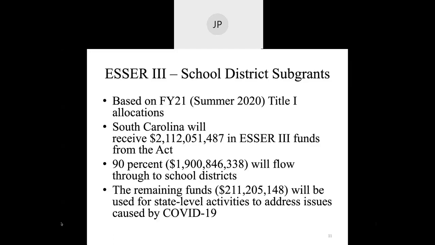Under ESSER 3, South Carolina will receive a total of $2,112,051,487 in ESSER 3 funds. A significant, significant amount of money. And we cannot underscore enough how important it is to use these funds wisely and make sure that every penny of these funds is allowable, reasonable, necessary, and meets all the requirements. 90% of these ESSER funds, a little over $1.9 billion, will be flowing through to school districts in the form of subgrants. The remaining 10%, about $211 million, will be used for state-level activities to address issues caused by COVID-19.